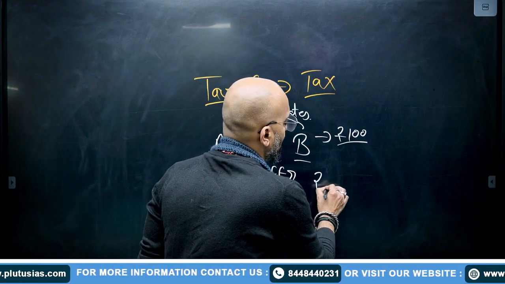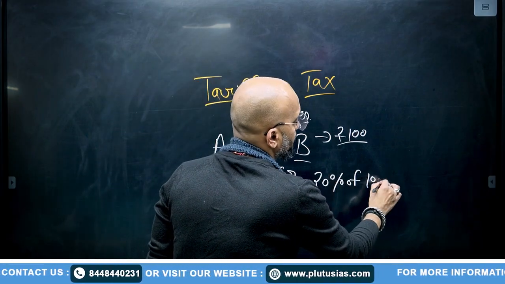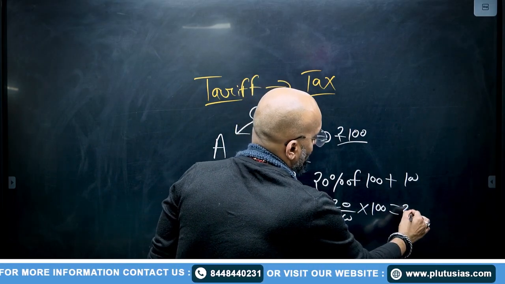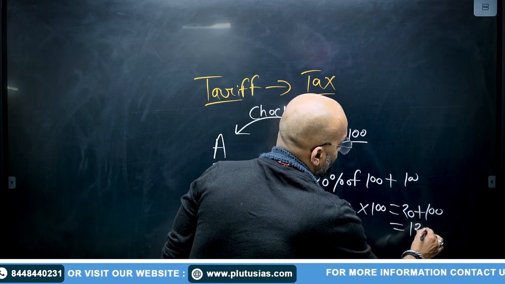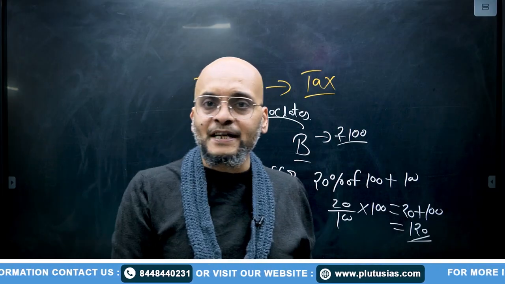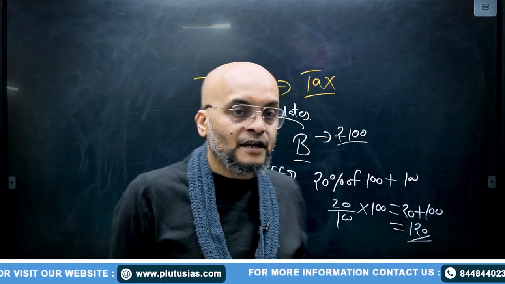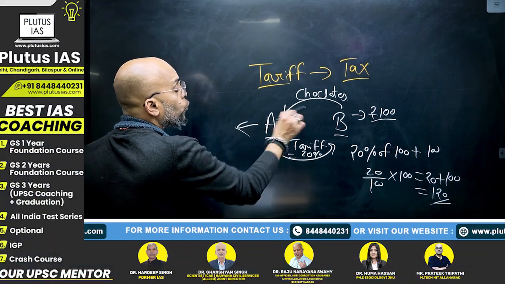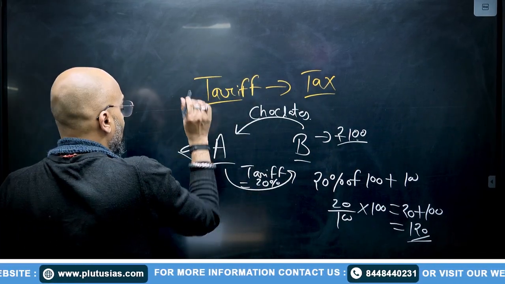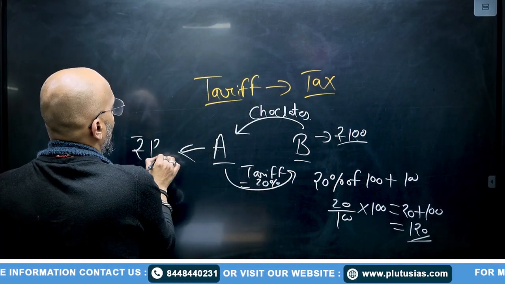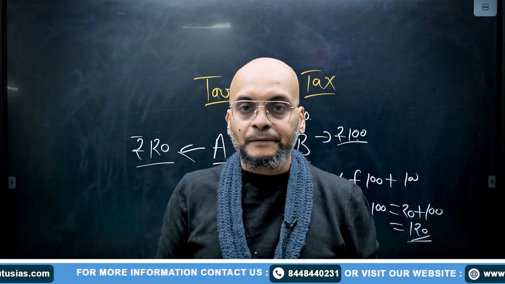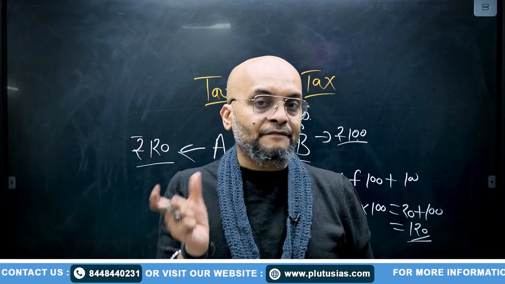How? Because now the price will be 20% of 100 plus 100, and 20% of 100 is 20 upon 100 into 100, that is 20. 20 plus 100 will give you 120. So that's the price of the chocolate now. Now this chocolate has become expensive since the price of the chocolate has increased. In country A, this chocolate whose actual price is 100 rupees, but now in the market of country A, it will be sold at 120 rupees. It has become costlier. Its price has increased.